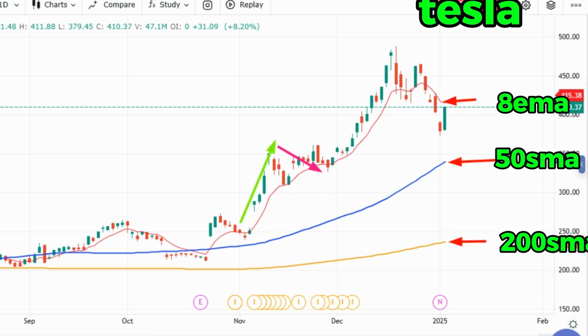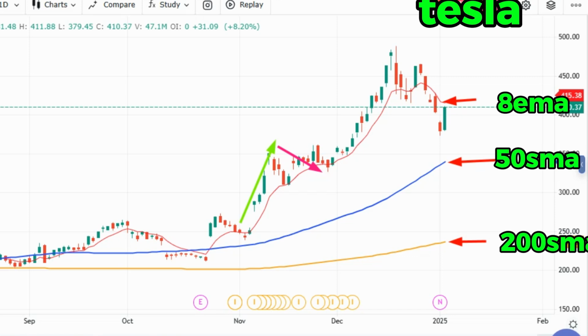But remember, this pullback should not be deep enough to threaten the current trend. As you can notice, this pullback is just a minor pullback, meaning it doesn't threaten the current trend. Now we shall be looking for a candlestick confirmation signal and a close above the T line. Right here, we had the candlestick confirmation signal and a close above the T line, meaning all our rules for the strategy have been met.